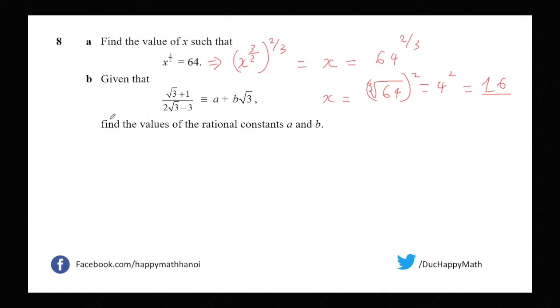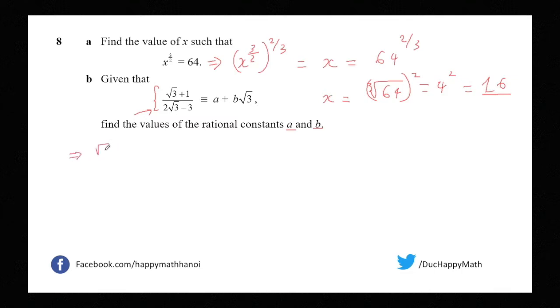Given that, question B, find the values of the rational constants a and b. In this rational number, the denominator is not an integer, so I have to change it to an integer denominator. I want you to review my video about power numbers and conjugates. I have this video in this playlist on the Happymath channel.